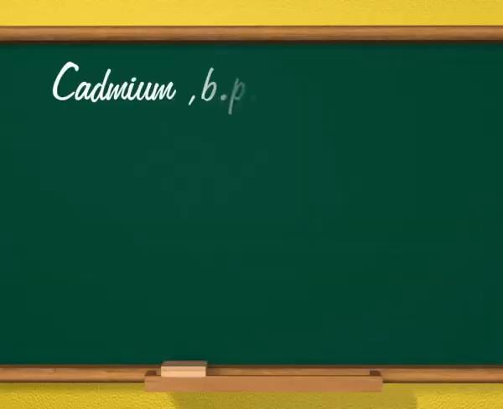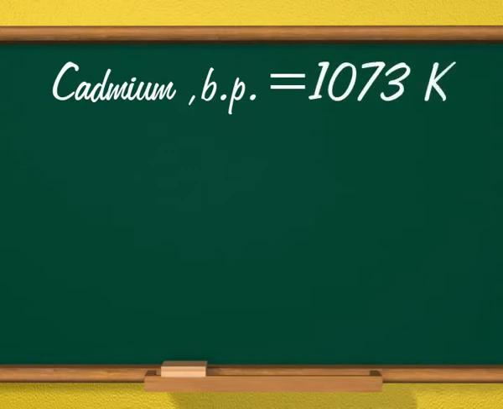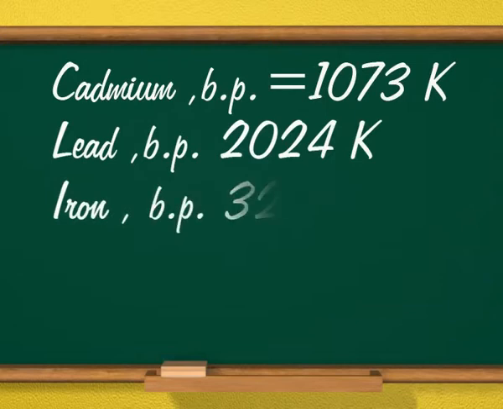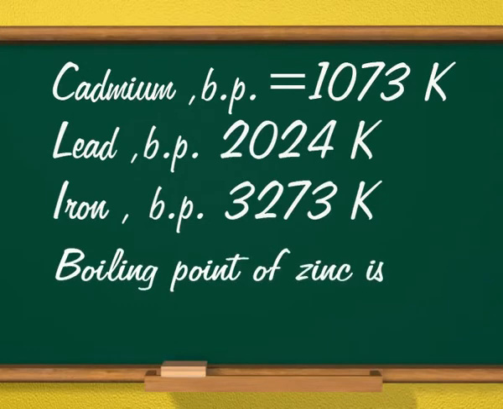Let us first discuss what happens in fractional distillation. The impure zinc contains impurities of cadmium, boiling point 1073 Kelvin, lead, boiling point 2024 Kelvin, and iron, boiling point 3273 Kelvin. The boiling point of zinc is 1183 Kelvin. The impure metal is distilled, when zinc and cadmium with low boiling points distill over, leaving behind lead and iron.